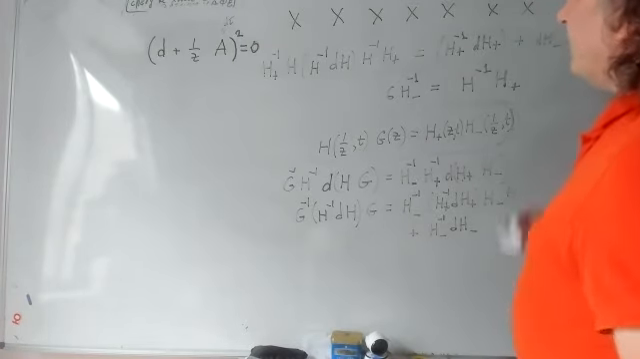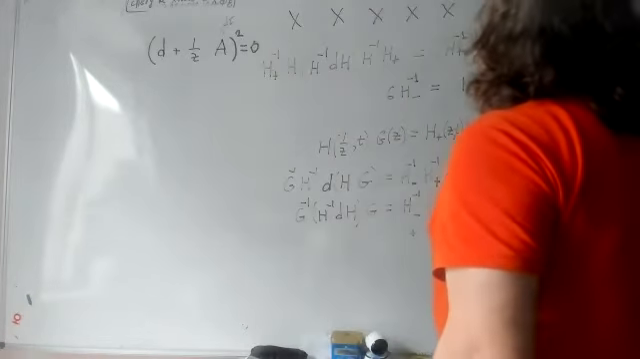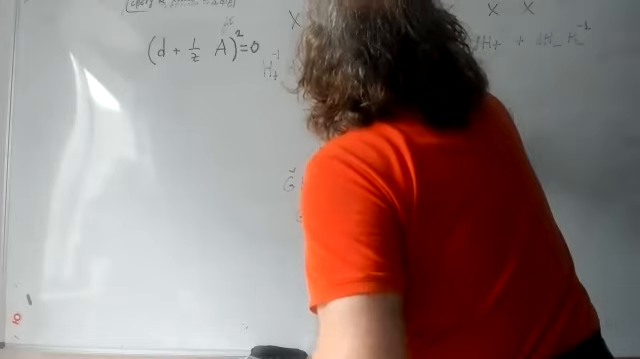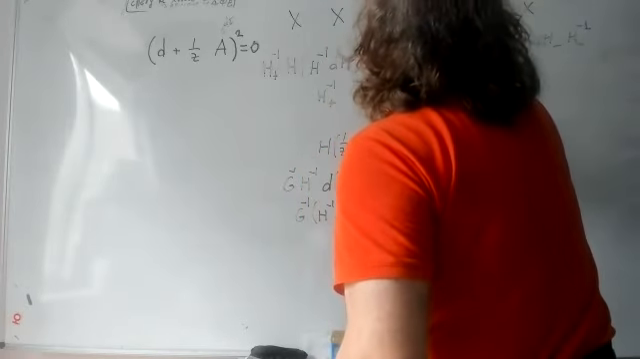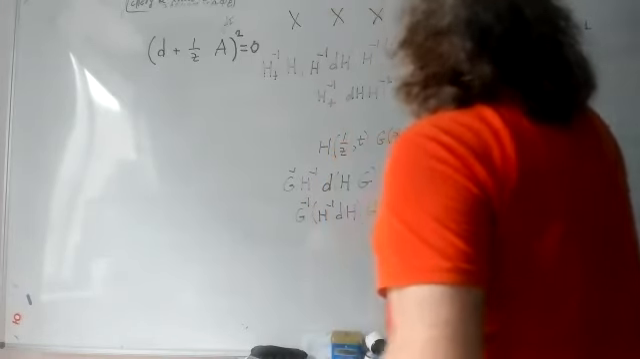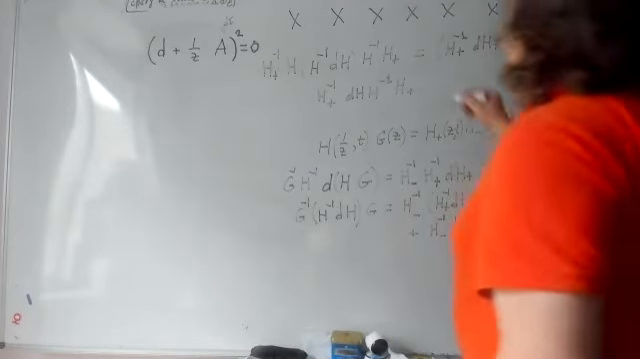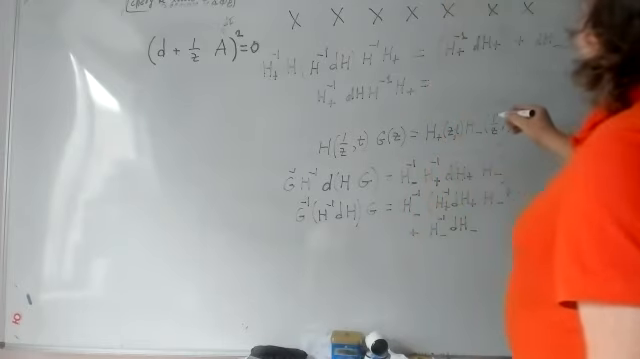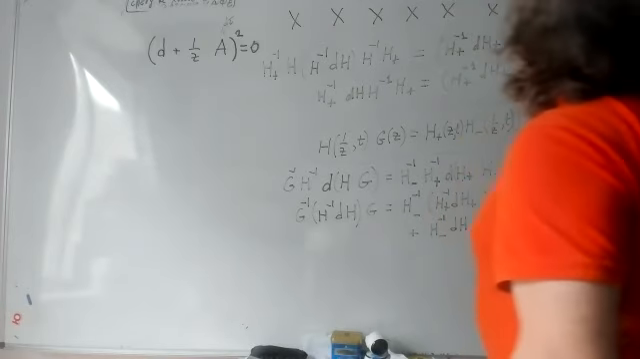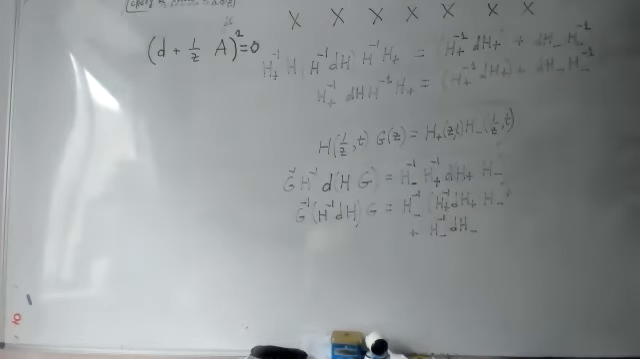Okay. So now, taking everything together, I have finally H plus minus 1, and here I have dH H minus 1 H plus equals 2 H plus minus 1 dH plus dH minus H minus minus 1.